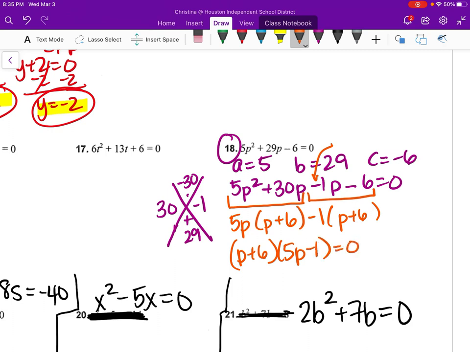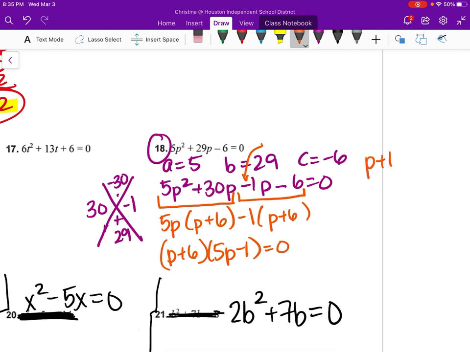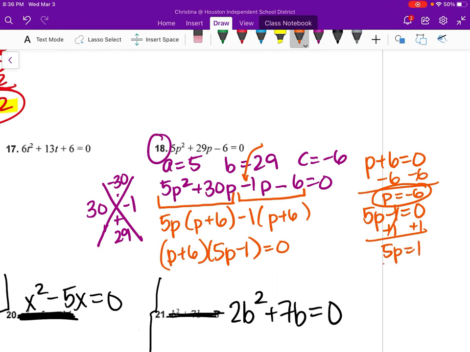But this is still equal to 0, which means I still need to solve. So in this space to the side, I'm going to take p plus 6, make it equal 0, 5p minus 1, and set that equal to 0. I'm going to subtract 6 on each side. So one of the x-intercepts is -6. The other one, I'm going to add 1 to each side, and then I'll divide by 5. So p is going to equal 1/5. Those are our 2 x-intercepts for 18, excuse me.